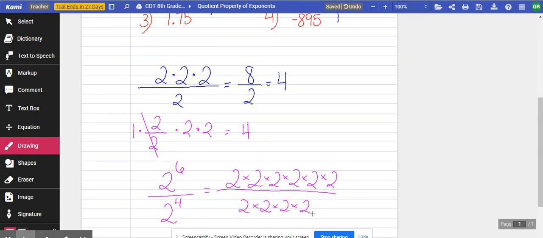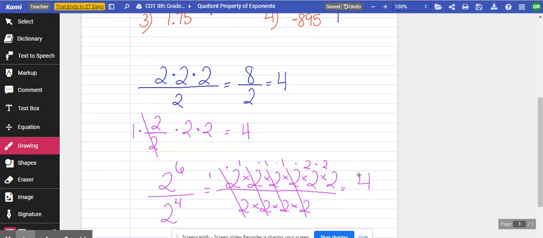So now I can think about crossing these out and making this a 1, crossing these out, making that a 1, crossing these out, and crossing these out. So now I just have 1 times 1 times 1 times 1 times 2 times 2. So if I multiply, I get 4. Interesting, right? 2 times 2 is 4.